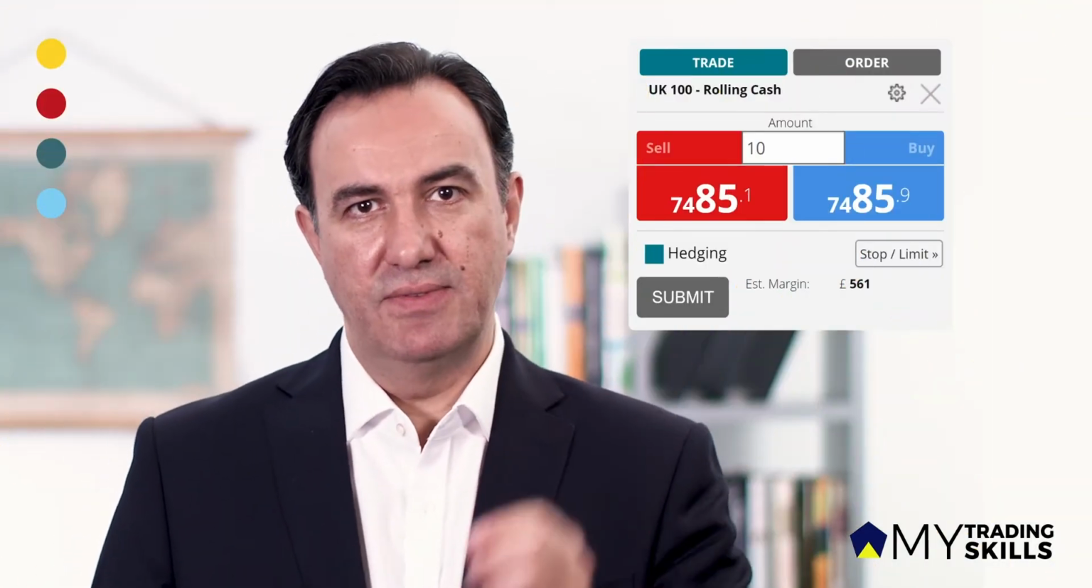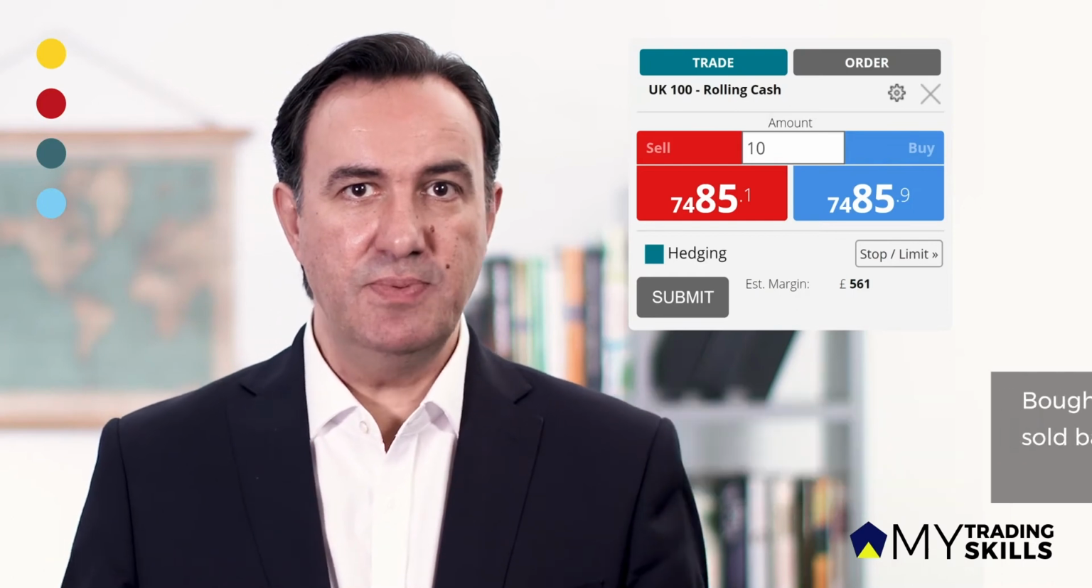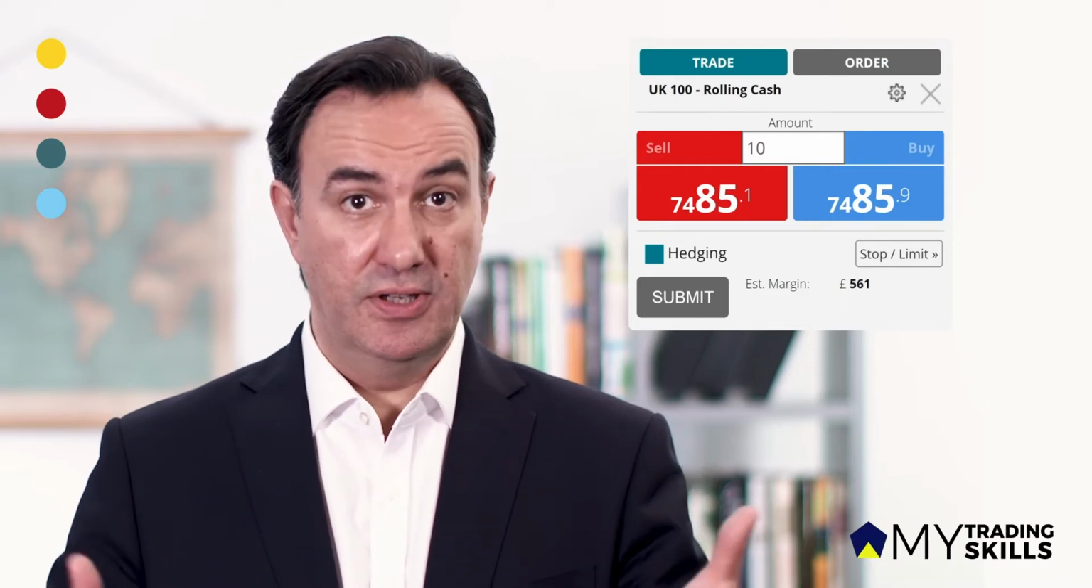Right. I'll buy at 74.85.9 and instantly close the trade. If I'm long, this means selling back at 74.85.1. If I'm betting £10 per point, this means I've purchased a notional value of £74,859 and immediately sold back a notional value of £74,851, a difference of £8. So I'm £8 worse off. The market hasn't moved against me, I haven't had a fee taken from my account, but I have £8 less in my account after doing that trade.